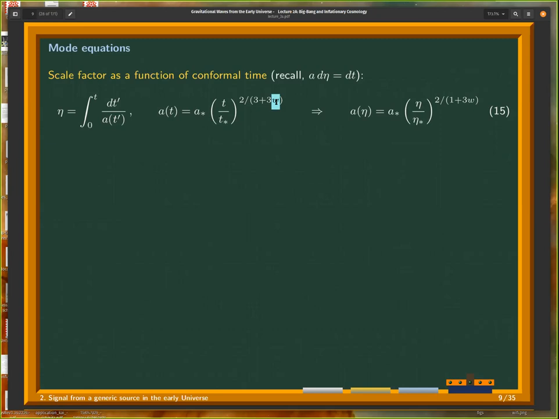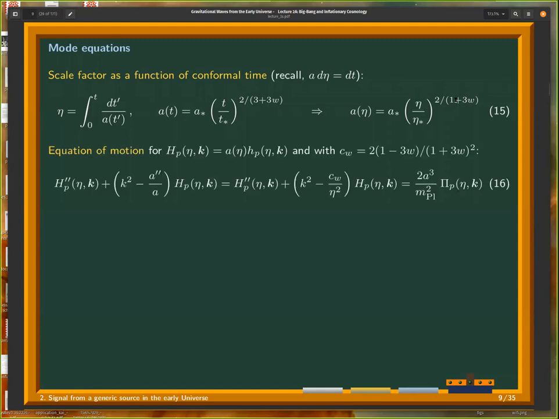So a perfect fluid has an equation of state: pressure equals this W parameter times energy density rho. For instance, for radiation, W would be a third, and for matter, W would be zero. And I want to write down the equations of motion in terms of conformal time. So remember, conformal time is defined by this infinitesimal relation here, or just by this integral. Conformal time is given as the time integral over 1 over the scale factor. And if the scale factor obeys this power law in terms of time, then it will obey this power law in terms of conformal time.